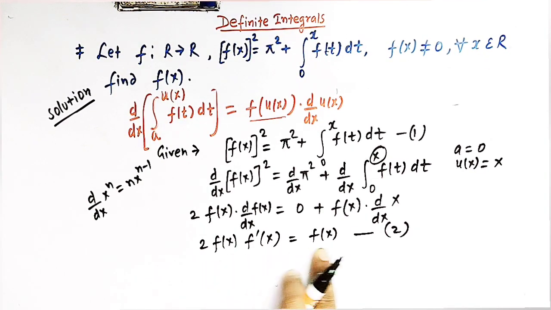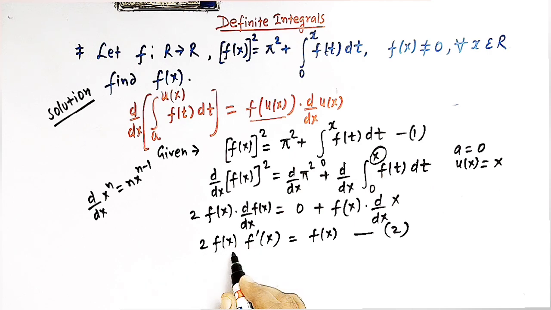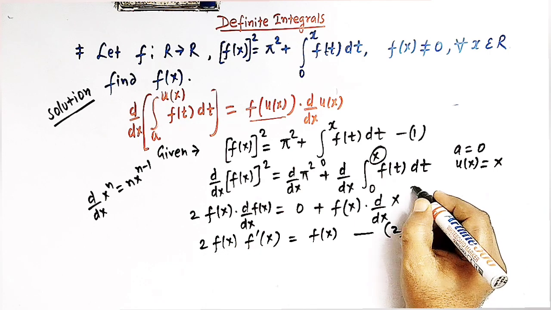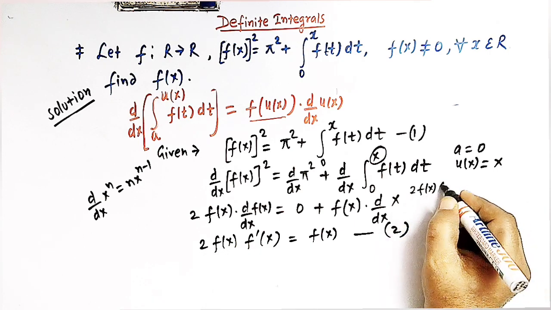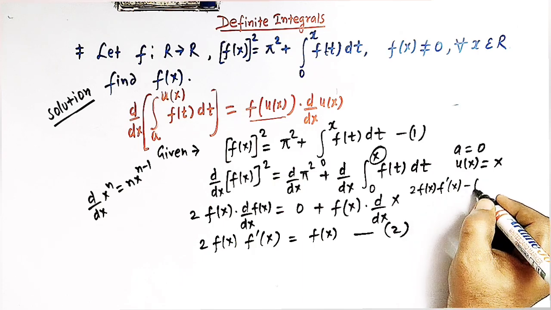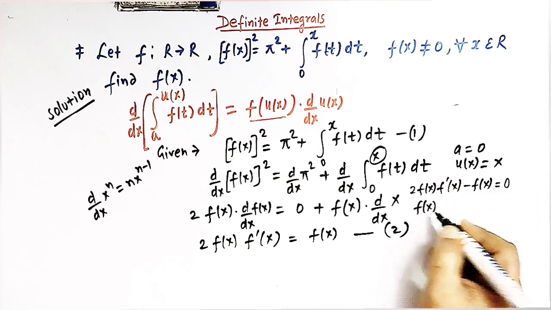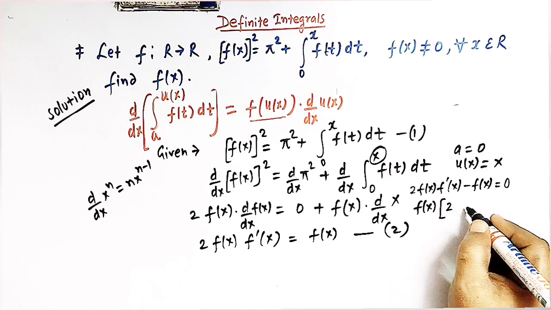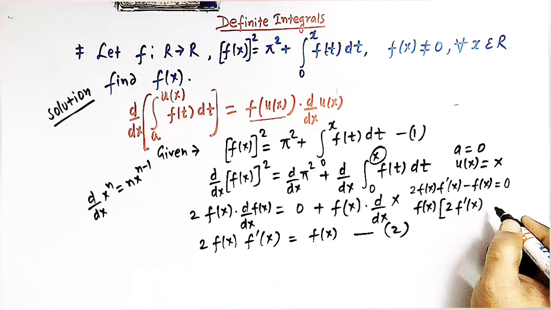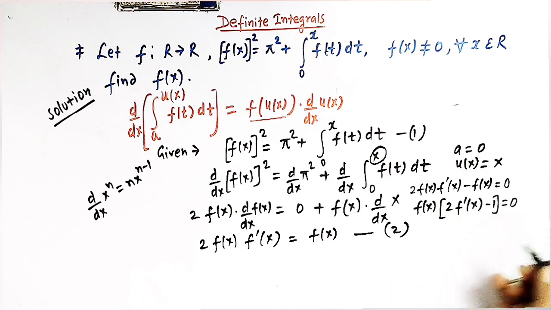So now here we have a differential equation, right? So let us take this f of x in the left hand side. So we have 2 f of x, f prime of x minus f of x is equal to 0. And taking f of x common, we have 2 times f prime of x minus 1 is equal to 0.